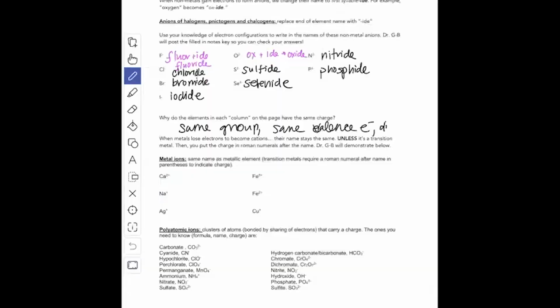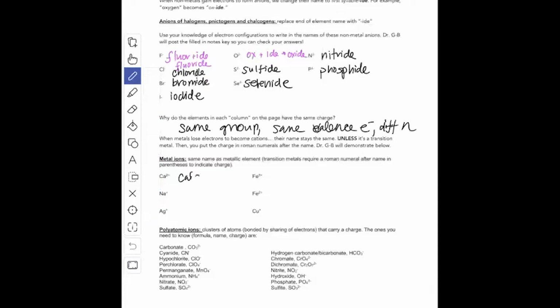We also learned that metals tend to lose electrons to become positively charged cations. While we can predict the charges for groups 1 and 2, we cannot predict for transition metals. So for metal ions, we don't change the name at all. For instance, calcium 2+ is simply calcium. However, if we look at a transition metal, we can't predict the charge, so we write the charge in Roman numerals after the name. For instance, iron 3+ would be iron, open parentheses, Roman numeral 3, close parentheses. Why don't you take a minute to work through these cations, and I will put up the answers in the key.